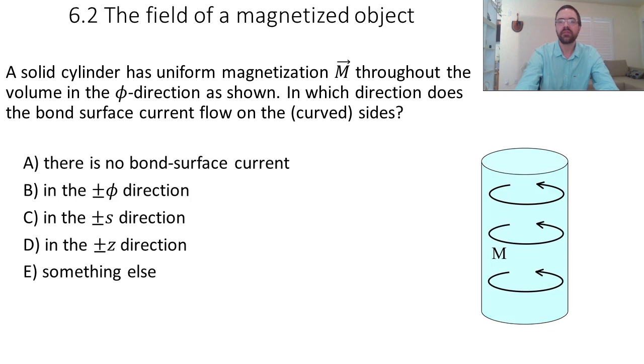Next question. This time the solid cylinder has a magnetization in the phi direction. In which direction does the bound surface current flow on the curved side? All right, if you answered D, you're correct. Again, you need to do a cross product to find the direction. M cross n hat gives you the minus z direction.